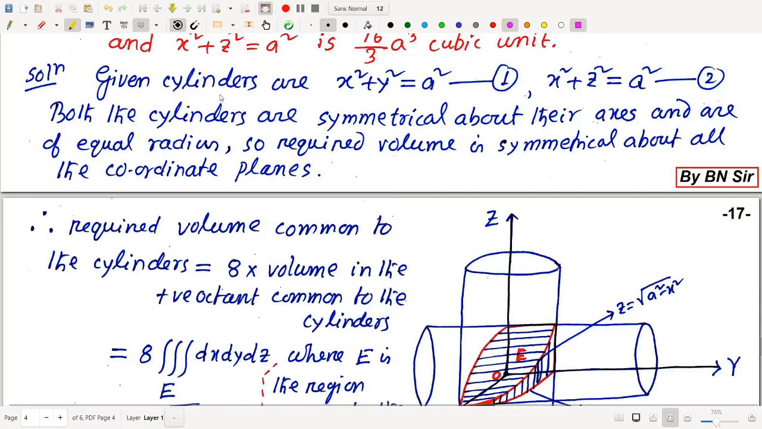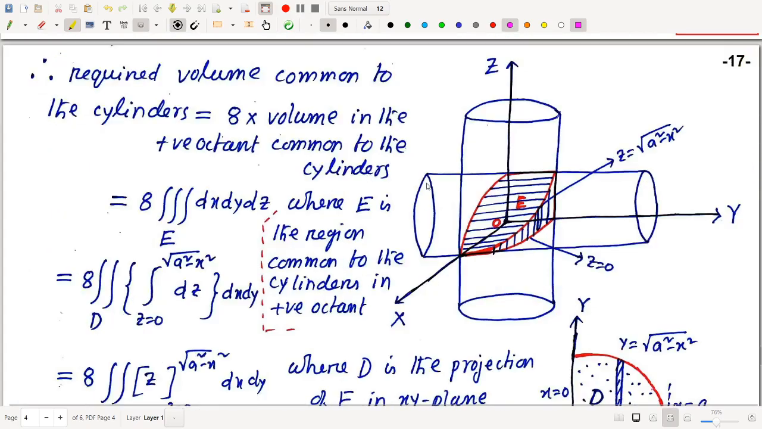So what are the cylinders? X square plus y square equal to a square, x square plus z square equal to a square, the radius is the same, and for the first one the axis is the z axis, for the second one the axis is the y axis. So both the cylinders are symmetrical about their axes and are of equal radius. So the required volume is symmetrical about all the coordinate planes.